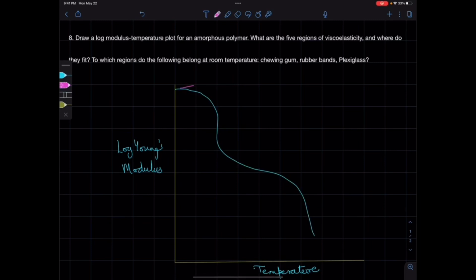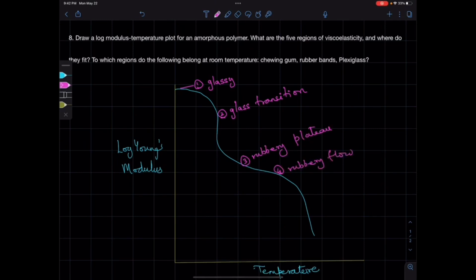This is the glassy state. This is the glass transition state. Here is the rubbery plateau. Here is a rubbery flow. And this is the viscous flow.